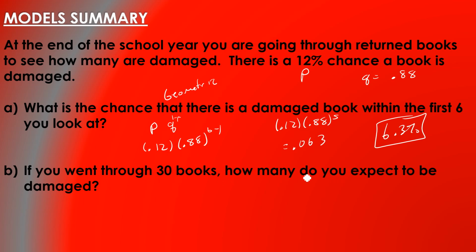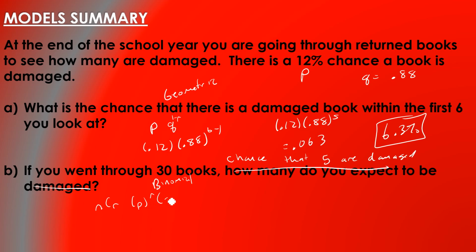If you went through 30 books, how many do you expect to be damaged? I actually just asked that. So actually, let's change this question. If you went through 30 books, what's the chance that, let's say, 5 are damaged? So now I've changed the question, and it is a binomial. So in this case, a success is a damaged book. So we're going to use nCr times P to the R, Q to the N minus R. That's an R right there. Didn't come out too good.